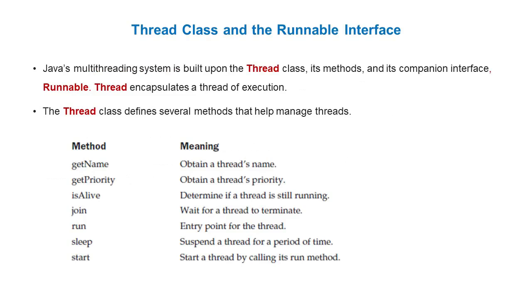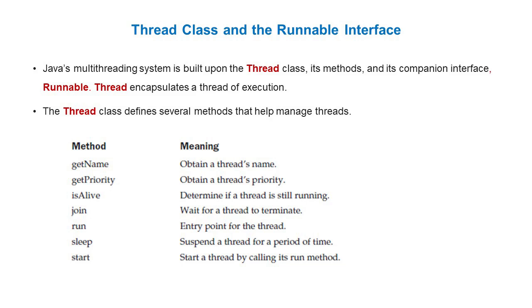Thread class and the Runnable interface. The Java multithreading system is built upon the Thread class, its methods and its companion interface Runnable. Thread encapsulates a thread of execution. The Thread class defines several methods that help manage threads. We have various methods: getName, getPriority, isAlive, join, run, sleep, start.